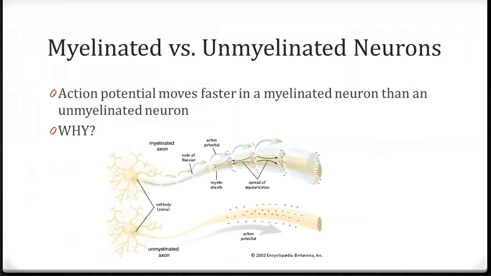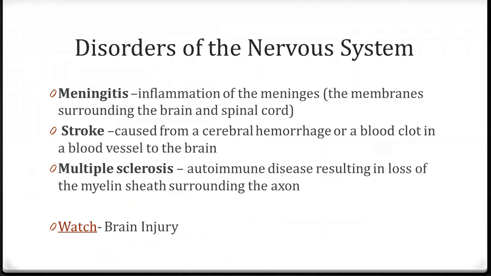So sometimes you have unmyelinated neurons, and the question is why? And it could be because of a disorder, like multiple sclerosis. So these are disorders of the nervous system. You have meningitis, which is inflammation of the meninges, which are the membranes surrounding the brain and spinal cord. You could have a stroke, which is caused from a cerebral hemorrhage or a blood clot in the blood vessel to the brain. MS is an autoimmune disease resulting in loss of the myelin sheath surrounding the axon.